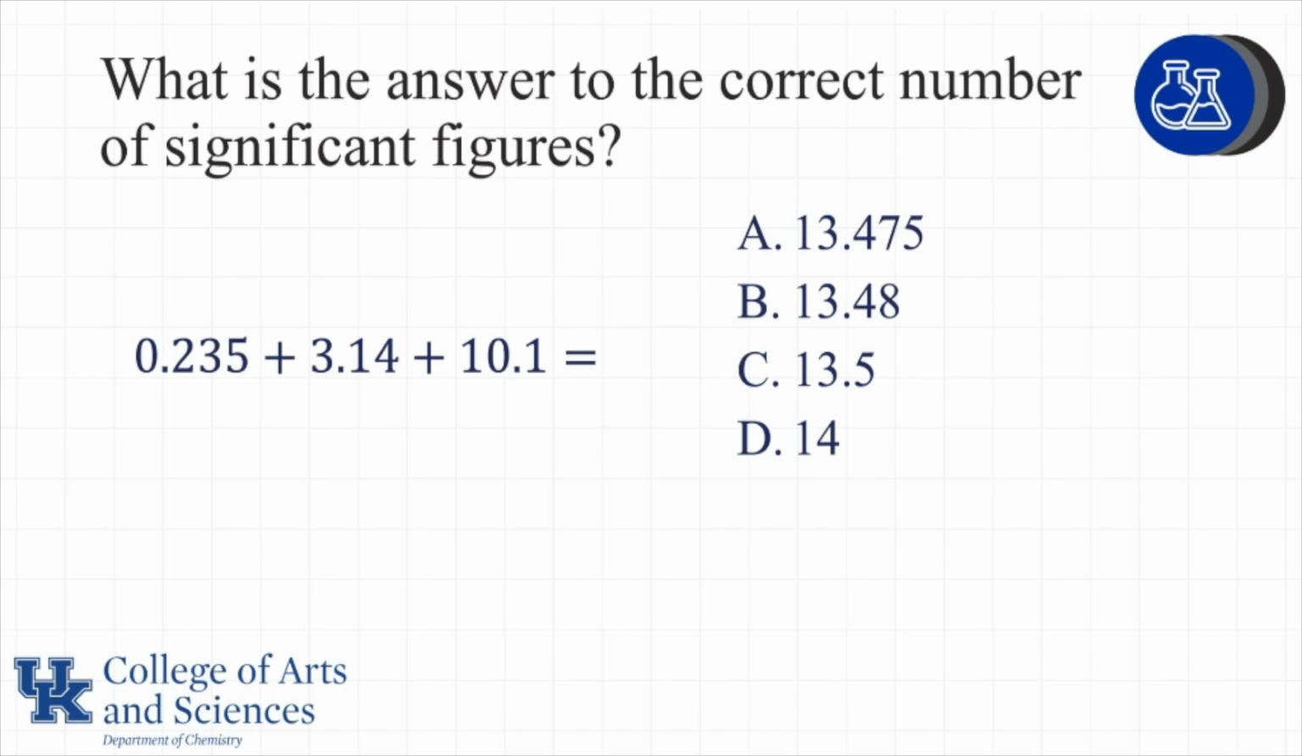What is the answer to the correct number of significant figures? For each value, we want to look at the number of decimal places. So we have 3, 2, and 1. Therefore, our answer should also have 1 decimal place. So C is the correct answer.